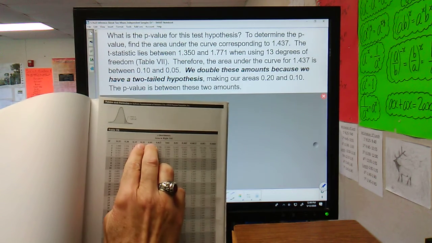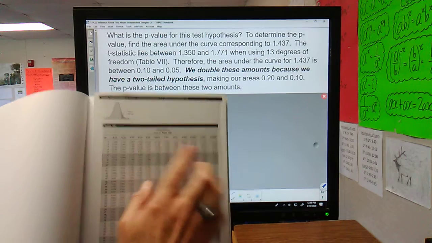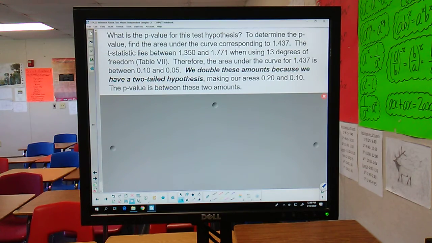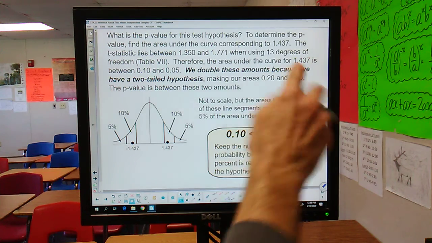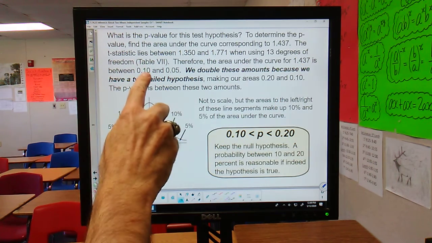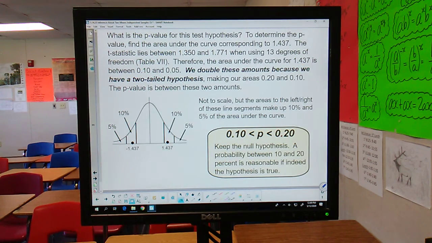Go up to the top, and you see they correspond to 0.10 and 0.05. So the area under the curve for 1.437 is between 10% and 5%. We double these amounts because we have a two-tailed hypothesis, making our areas 20% and 10%. The p-value is between these amounts, okay? Like I wrote here, not to scale, but the areas to the left and right of these line segments make up 10% and 5% of the area under the curve.